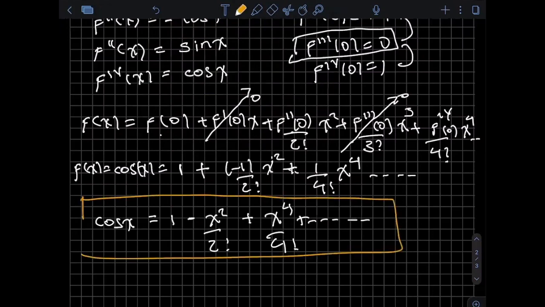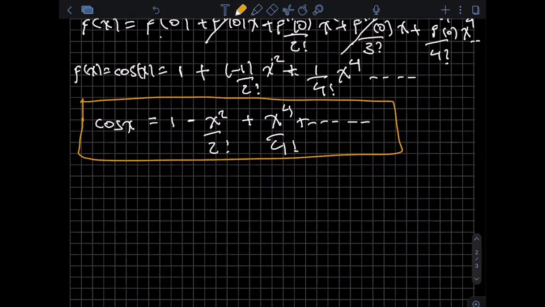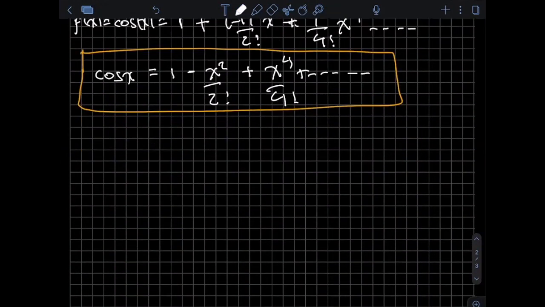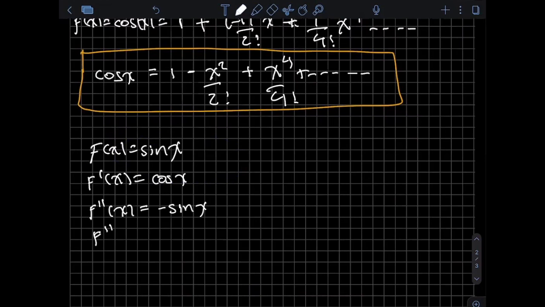So this is the MSE for cosine x. Finally, let's consider f of x is equal to sine x. Then f prime of x will be cosine x. F double prime of x will be negative sine x. F triple prime of x will be negative cosine x. F fourth prime of x will be sine x.